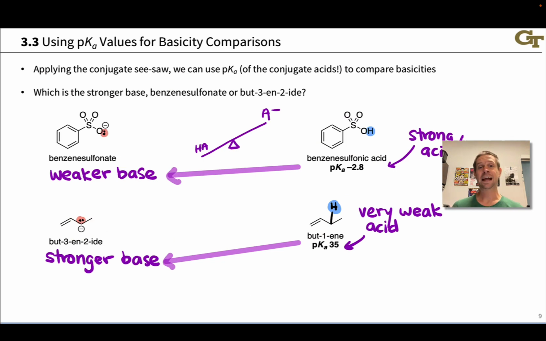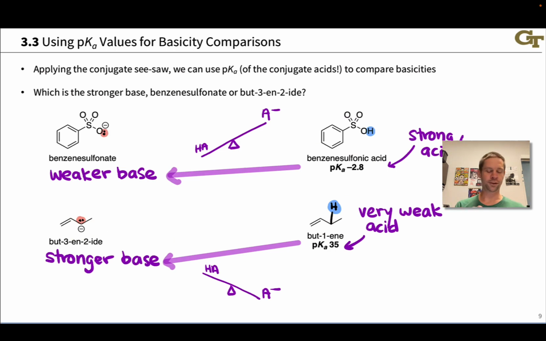In the first case, HA is a strong acid. It's the heavy end of the seesaw, if you like. This makes A- the lighter end of the seesaw and makes A- a relatively weak base. On the other side of the coin, we've got a pretty strong A- in the case of this allylic anion, and so the conjugate acid HA is the high end of the seesaw and is relatively weak.